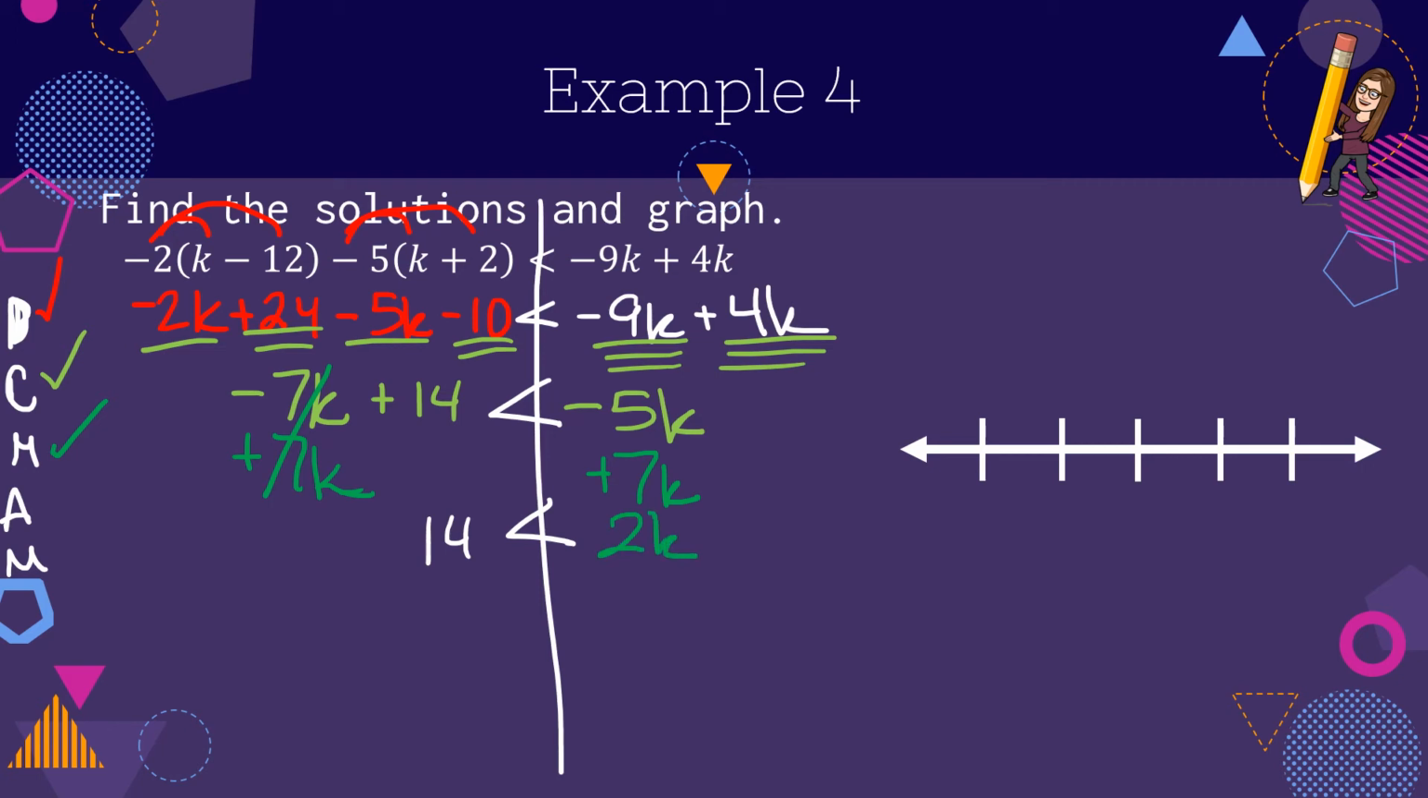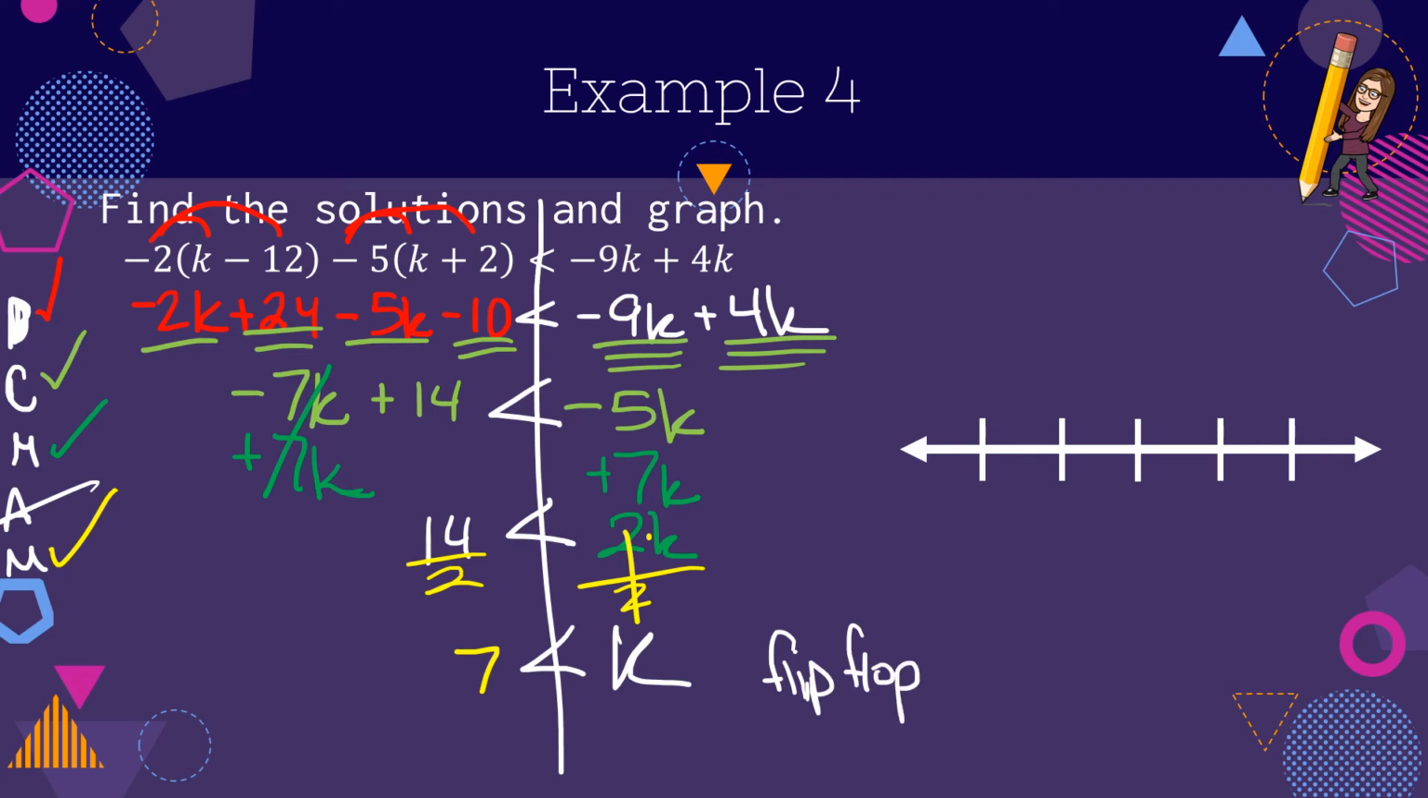Add or subtract. Ooh, I don't have any add or subtract. Get to skip that. Multiply or divide. Yes, I'm going to divide by 2. Instead of 2 times, it's divide. I've got a 7. The symbol falls down and the k falls down. All right, I do need to flip-flop. To flip-flop, the k comes first, the symbol flips, and then the number.